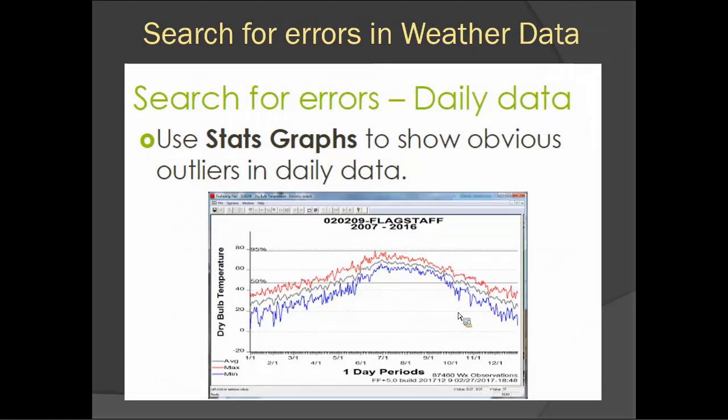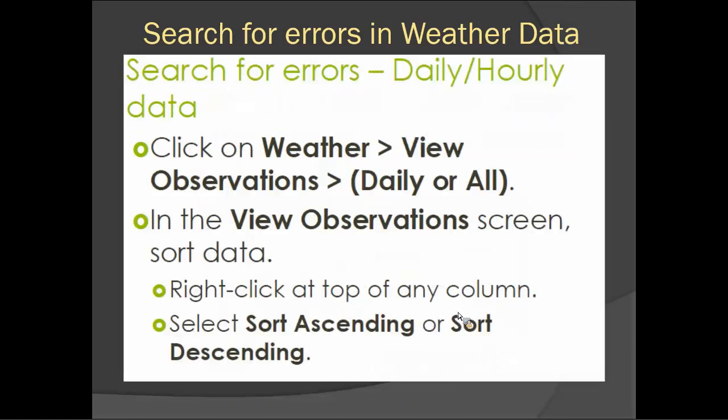And as far as searching for errors in the weather data, the best way to do that is you can run a dry bulb temp, and if there are any major problems, you can run precip and RH to see any problematic weather data. So you can search weather and then view observations. You can also look at them as well.